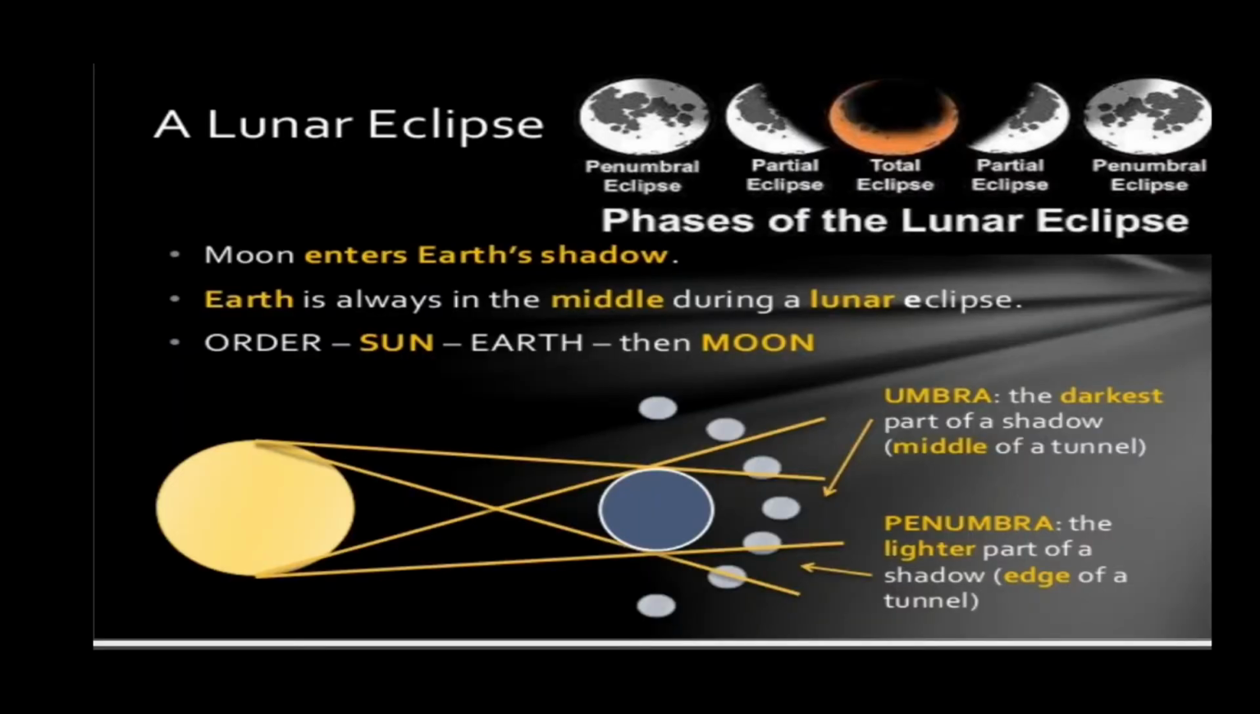Now students, we can also have a situation where the earth comes in between the sun and the moon. So here the earth blocks the sunlight and casts its shadow on the moon, and we say that a lunar eclipse is taking place. So here the earth is in between the sun and the moon, so the order will be sun, earth and moon.